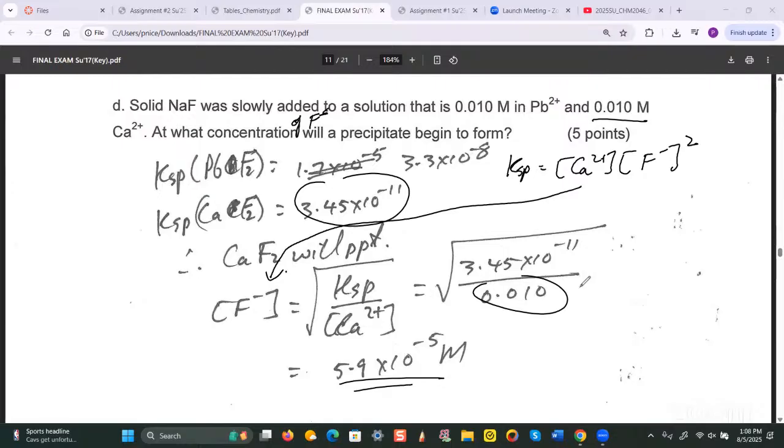Okay, yes, ma'am. For the F minus, how do we know it's squared? Well, good question, because this is the dissociation.